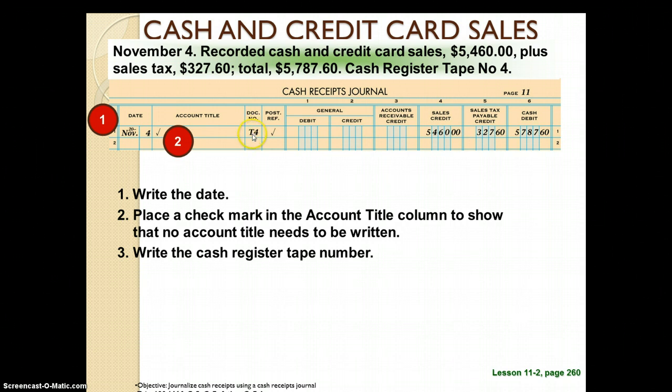This is a journal where we could have more than just tapes. We could also have receipts for a source document. So we have to write this letter now, as opposed to something like the cash payments journal where we're writing a check. So make sure you don't forget to write your little T. And my mouse has disappeared.